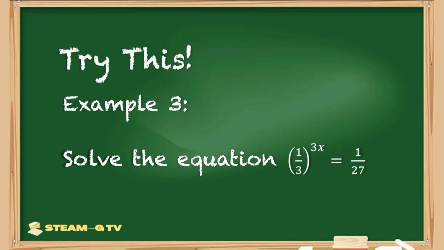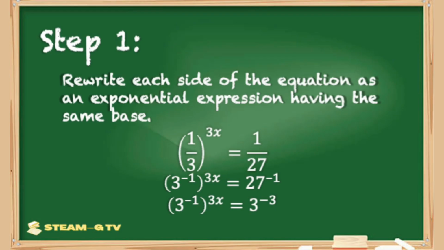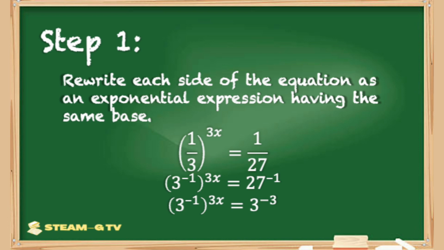Let us try to solve the equation 1/3 raised to the power of 3x equals 1/27. Again, the first step is to rewrite each side of the equation as an exponential expression having the same base. So 1/3 raised to the power of 3x equals 1/27. According to our law of exponents, we can convert the fraction to a negative exponent. So it becomes 3 raised to the power of negative 1, raised to the power of 3x, equals 27 raised to the power of negative 1.